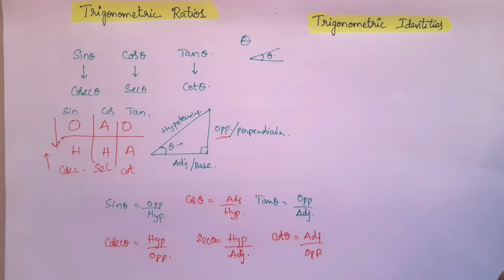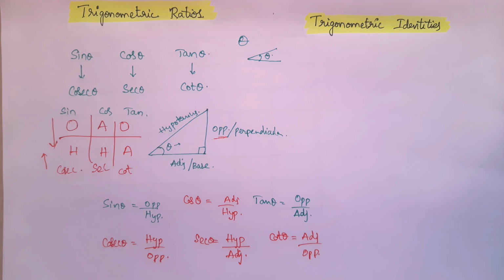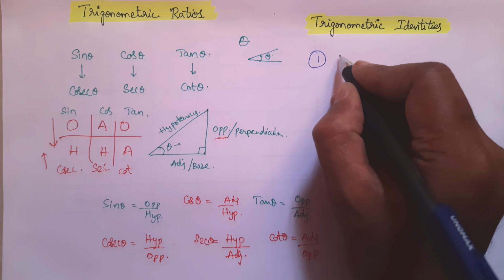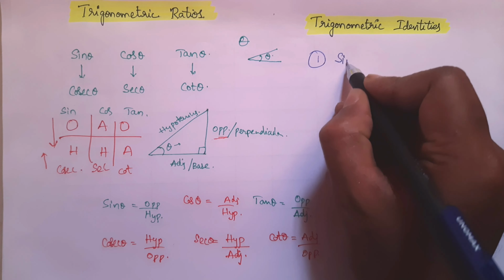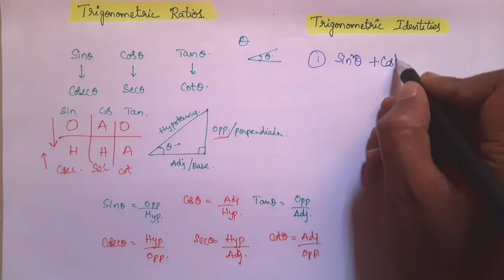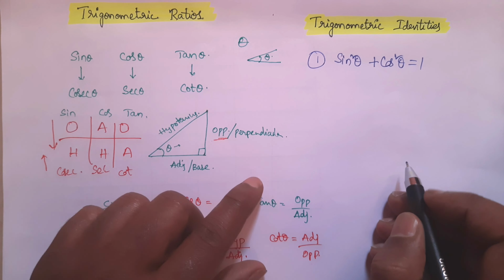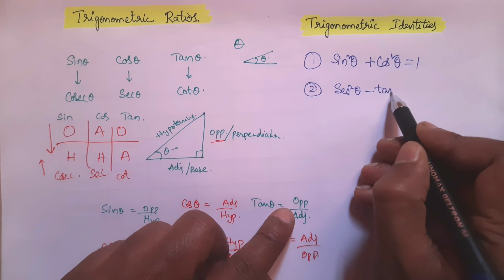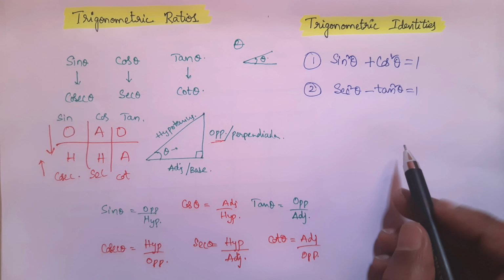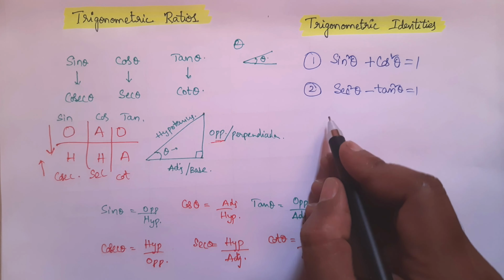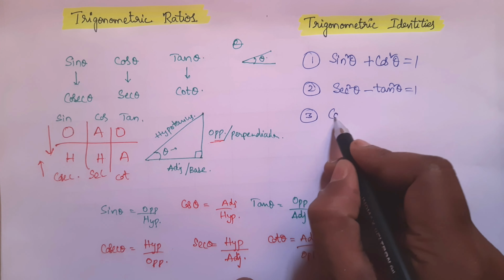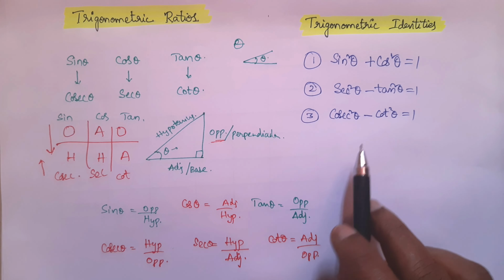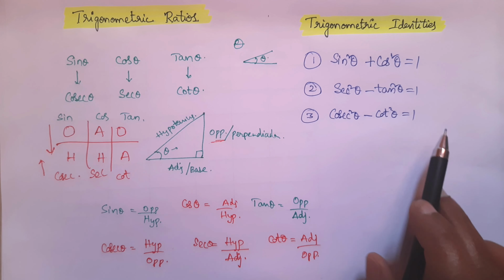Now what do you mean by trigonometric identities? Particularly we have three formulas which we call trigonometric identities, which are very useful. Those are sine square theta plus cos square theta is equal to 1. This is the most important formula. Another one is secant square theta minus tan square theta is equal to 1. Someone will also write secant square theta equal to 1 plus tan square theta. Next, the third one is cosecant square theta minus cot square theta is equal to 1. Cosecant square we can also write as 1 plus cot square theta.